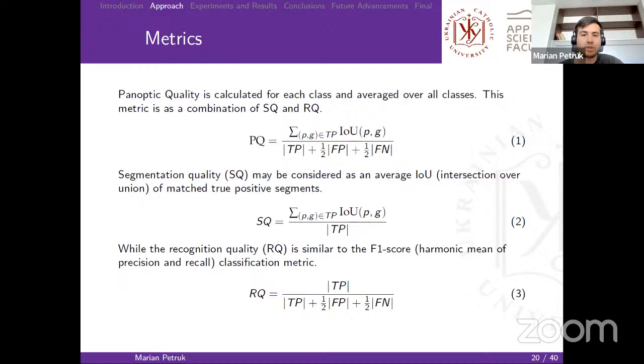For the quantitative evaluation, we used panoptic metrics developed by Kirillov and others in 2018, when they introduced the panoptic segmentation problem to the computer vision domain. Panoptic quality is calculated for each class and averaged over all classes. This metric is a combination of segmentation quality, which measures instance segmentation, and recognition quality, which measures the accuracy of the crop type classification.